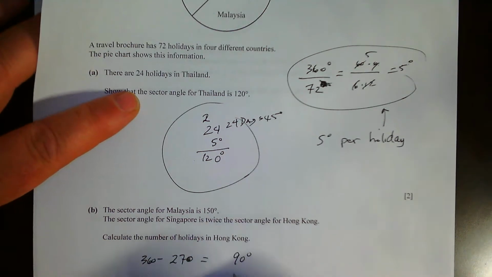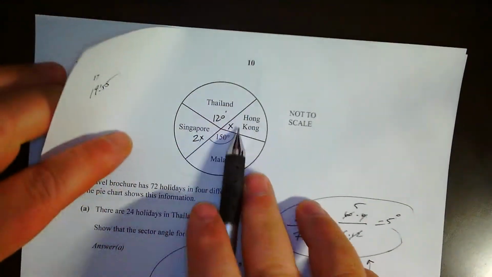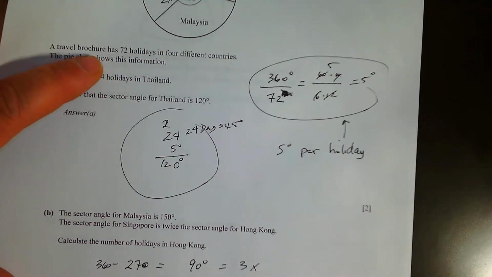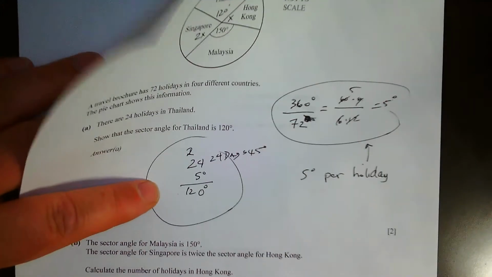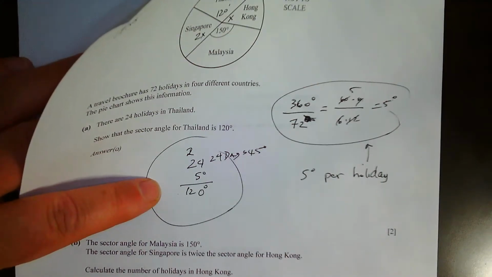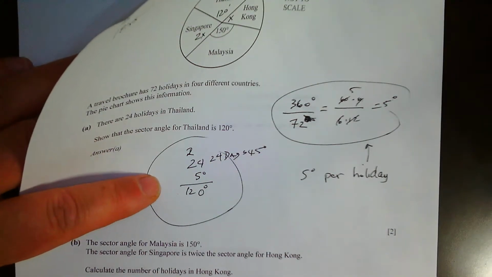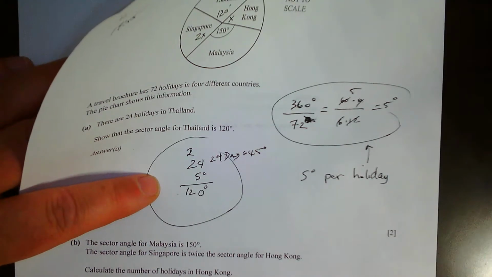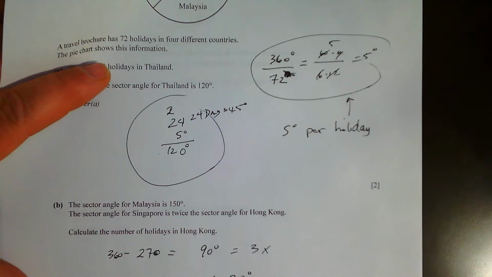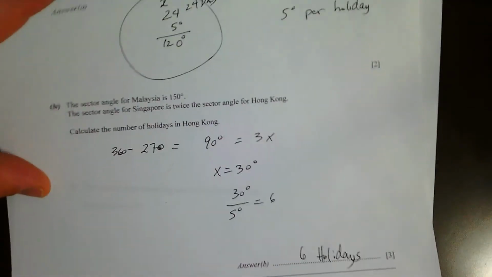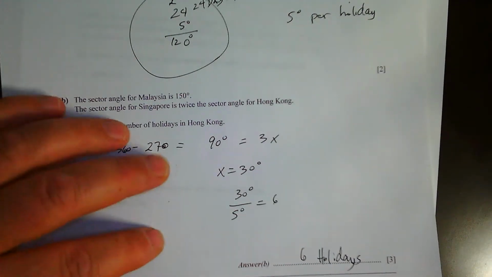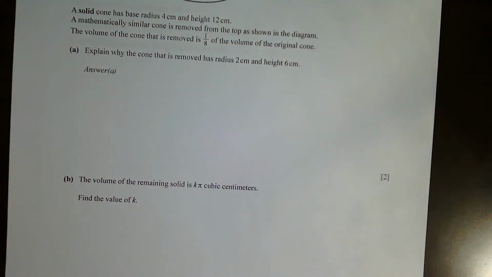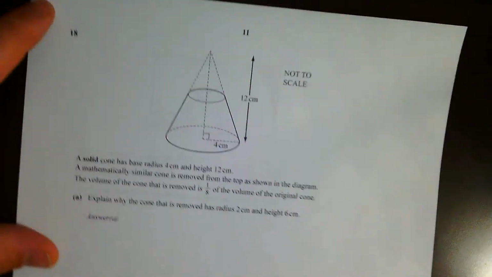So that means that X is 30, so Hong Kong has 30 degrees. 30 degrees divided by 5 degrees per holiday is 6 holidays. That sounds terrible. 6 holidays? Nah. That doesn't sound very nice. 6 holidays. That's no bueno. I don't think I want to move to Hong Kong.